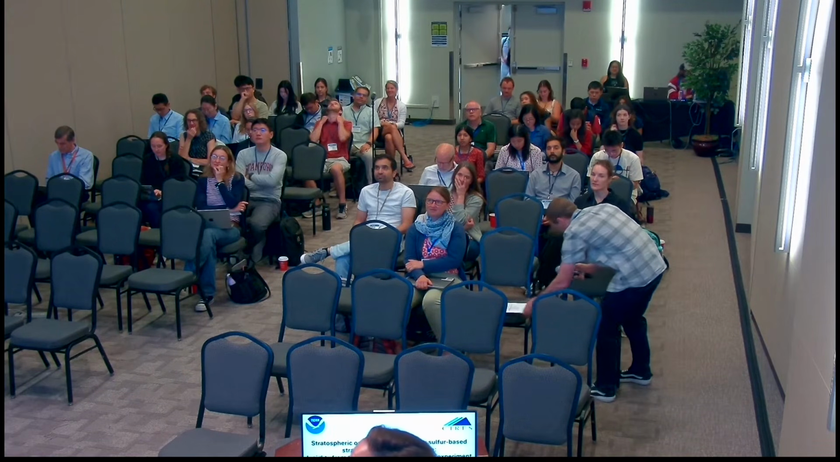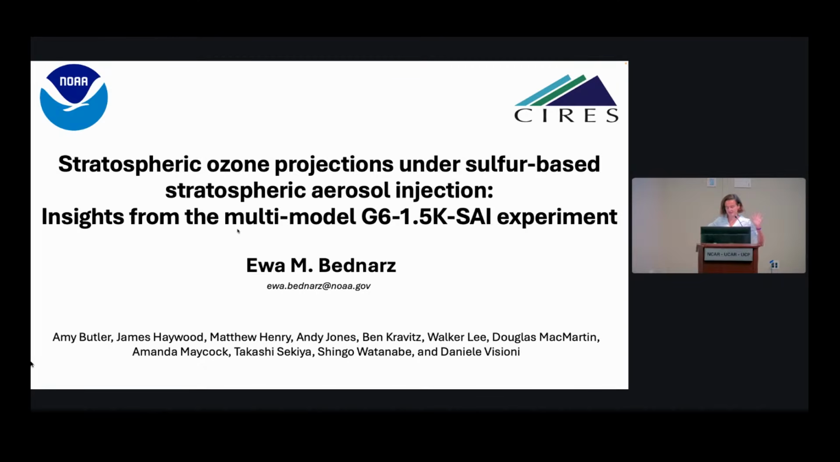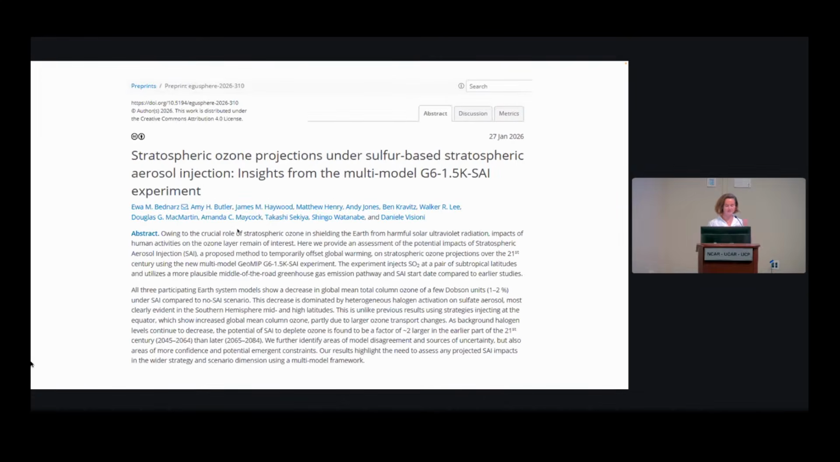Hi everyone, I'm Eva. I'm a research scientist at CIRES at CU Boulder and NOAA Chemical Sciences Lab. And long title, I'm basically going to talk about potential impacts of climate intervention on stratospheric ozone. Does it work? Awesome. The results I'm going to talk about come from a study that was published as a preprint earlier this year and is still under review for ACP. So if you're interested, you're welcome to refer to it or just talk to me afterwards.